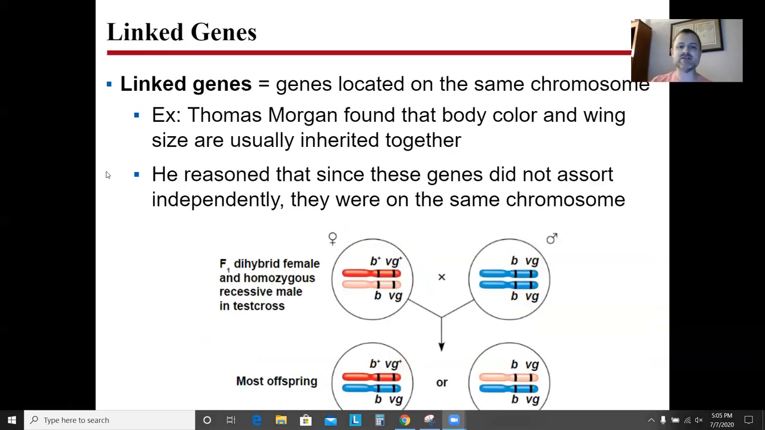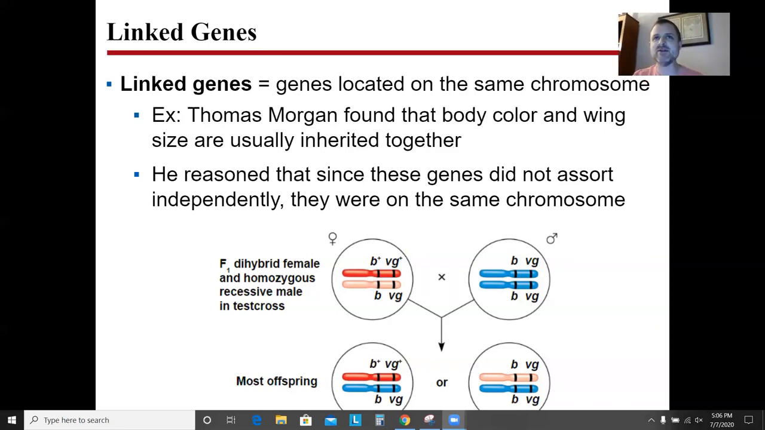So linked genes. Okay, Thomas Morgan wasn't done, all right? He did more. Linked genes is where kids get a little bit confused. And we're gonna go through some diagrams, but at the end, how the math fits the concept is what you need to know. So just bear with me here.